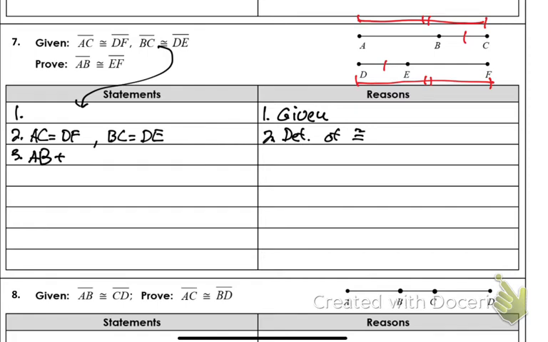AB plus BC is going to go ahead and equal that entire line AC. I'm just going to check to see if I have space to do it in the next line or not. I'm sure I gave you enough room for that. I did. So our other one is going to be DE plus that EF is going to equal that entire DF.